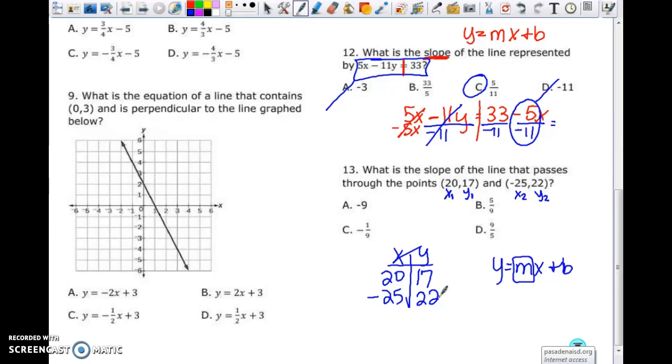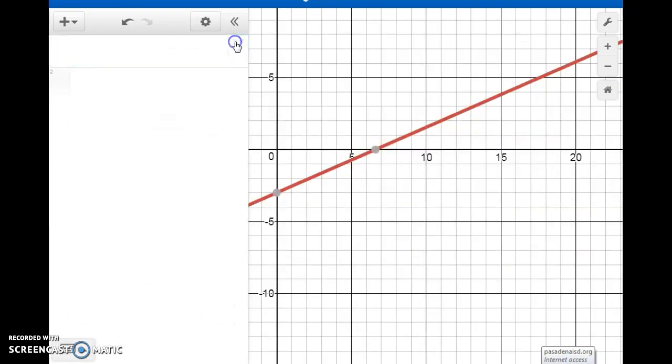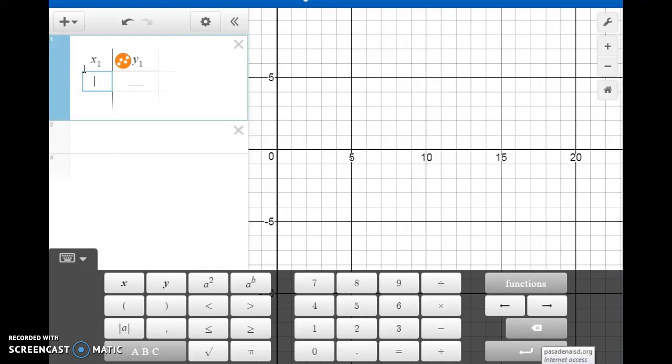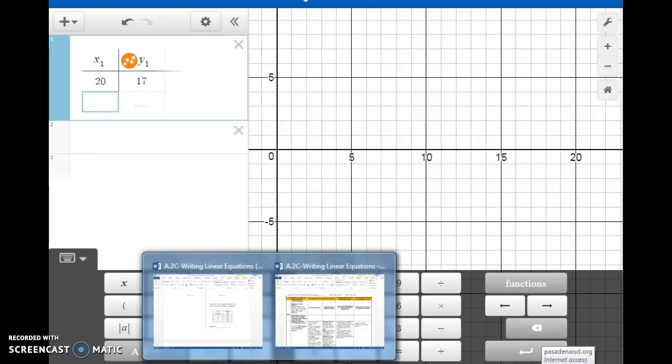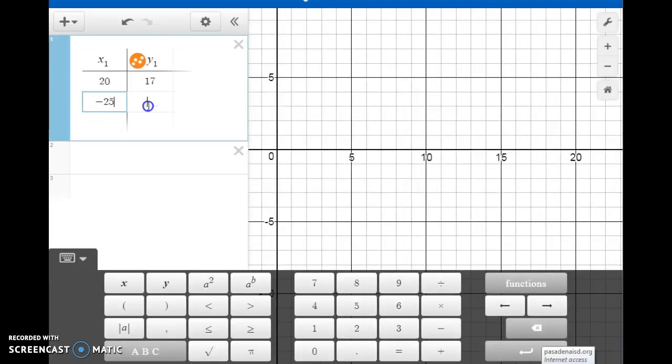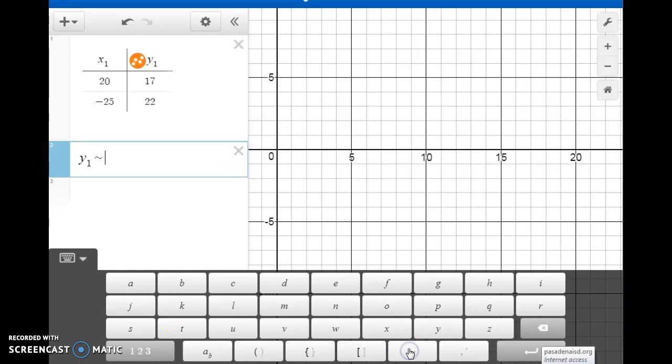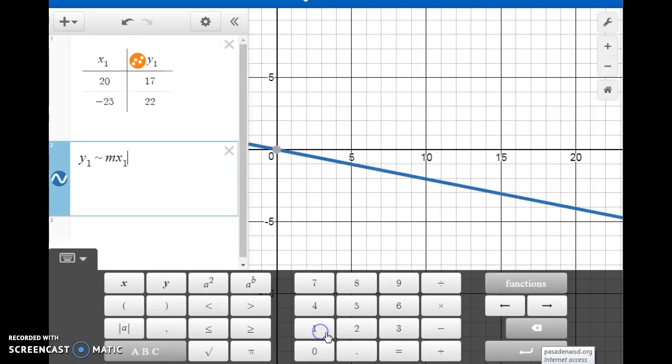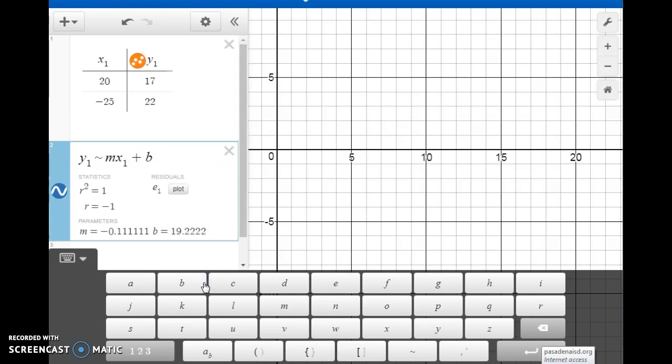Remember, when you put it in the calculator, you're doing y1 approximately m x1 plus b. Okay, so let's plug that in. I'm going to add a table. This one you do have to add the table. My points are 20, 17, and then the other one is negative 25, 22. Again, I have to type it in. y1 is approximately mx1 plus b. Alright, and it gives it to you.